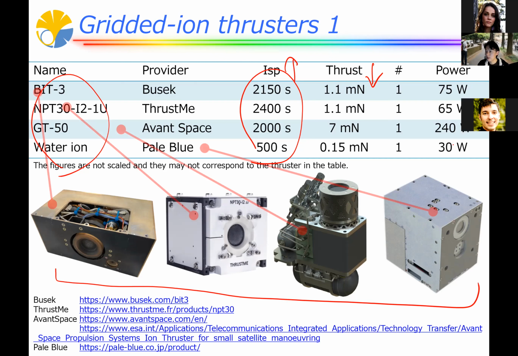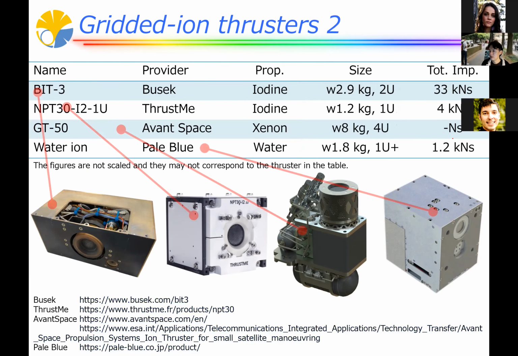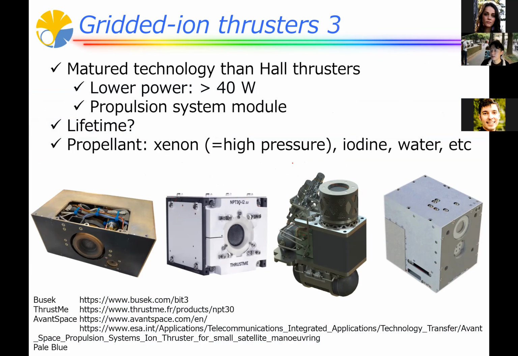The power range is basically lower than the previous ones. And for the propellant, you see the iodine propellant here. This is a very high density, easy handling, good propellant. And in the other one is traditional xenon. And also you will find a water ion thruster. Okay, so these are remarkable features.